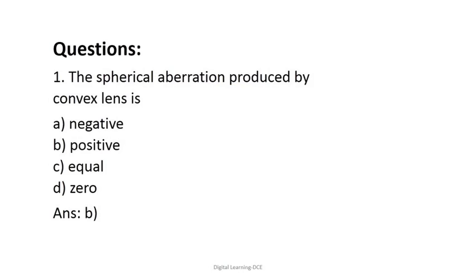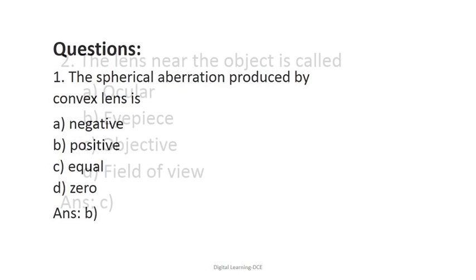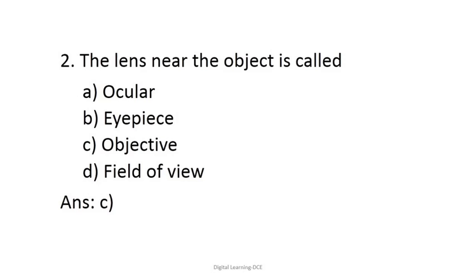Let us study some multiple choice questions. First one, the spherical aberration produced by a convex lens is: negative, positive, equal, zero. Answer is B, positive. Second one, the lens near the object is called: ocular, eyepiece, objective, field of view. The answer is C, objective.